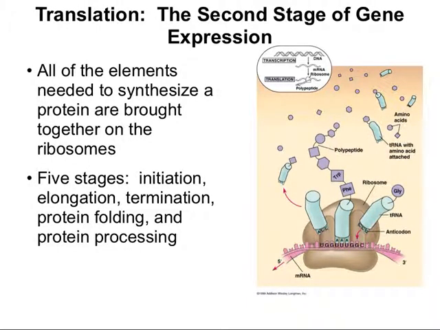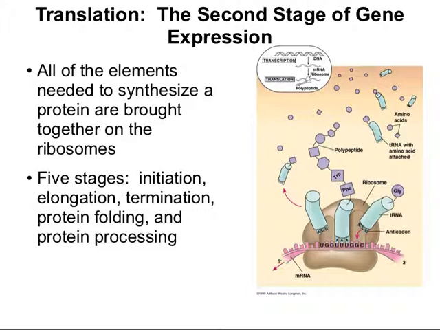So here we are examining the process of gene expression, or how genes manifest themselves. We've examined transcription, which is how we get the messenger RNA copy from the gene itself. Now we're going to look at the process of translation. All the elements needed to synthesize the protein need to be brought together on the ribosomes.